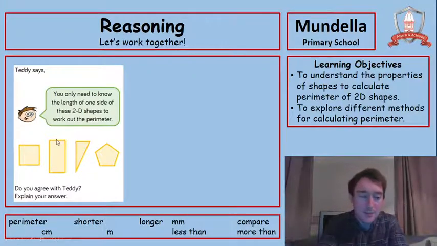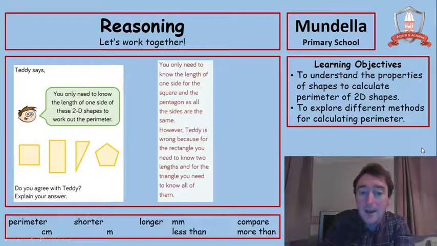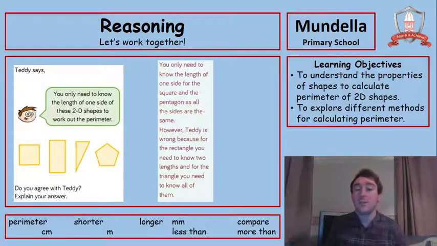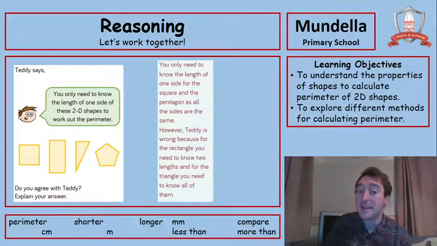But what about the other shapes? If we worked out the length of that, then we still wouldn't know the length down the sides here. So I don't think he's right. How would I write that? I put you only need to know the length of one side for the square and the pentagon.